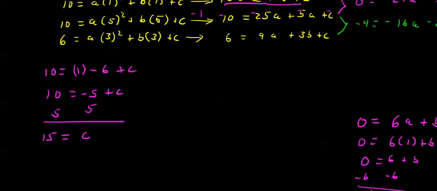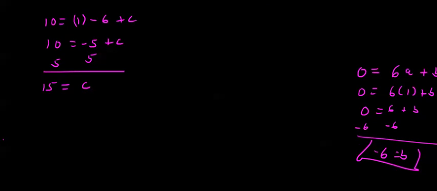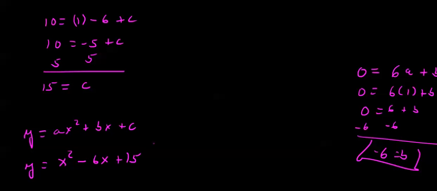My final answer then is y equals ax squared plus bx plus c. A is 1. B is negative 6. And C is 15. And we're done. That's all there is to it.